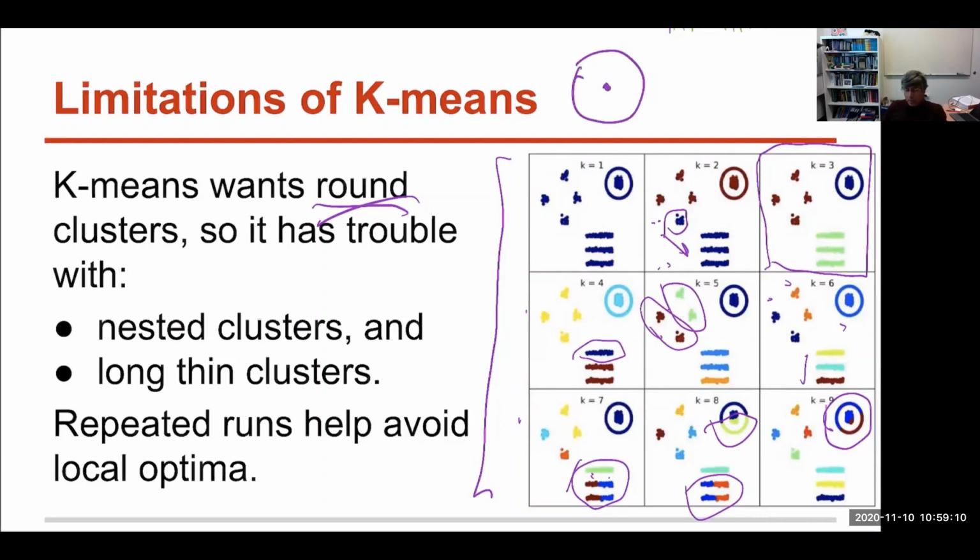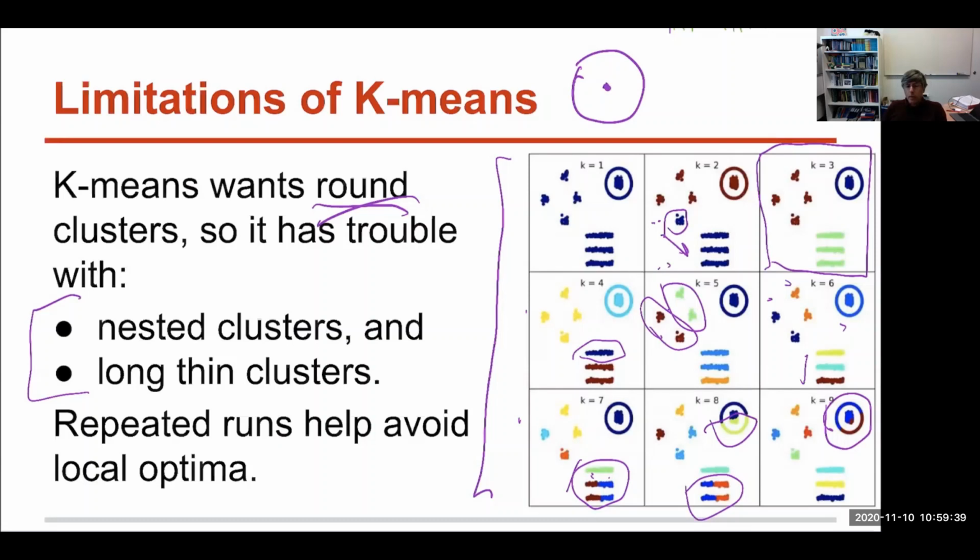If I take a look at this example, the centroid of the outer points equals the centroid of the inner points, so it has a hard time telling them apart. Next class, I'll talk about some other clustering algorithms that do better when it comes to finding long, thin clusters than something like k-means. Any questions about that?